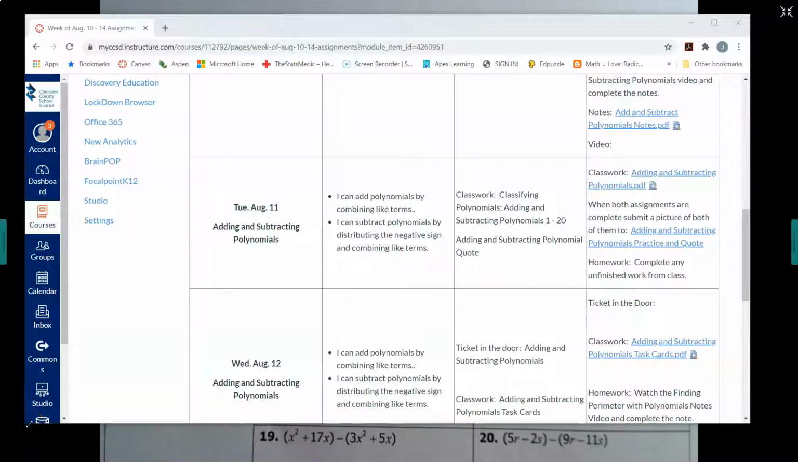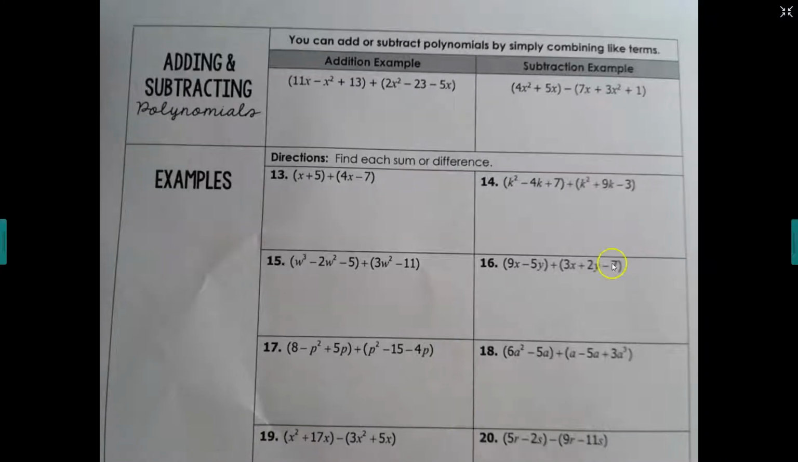Welcome to this video on adding and subtracting polynomials. By the end of this video, you should be able to add polynomials by combining like terms, and you should be able to subtract polynomials by distributing the negative sign and then combining like terms. So let's try some notes to see what I mean by those two I can statements.